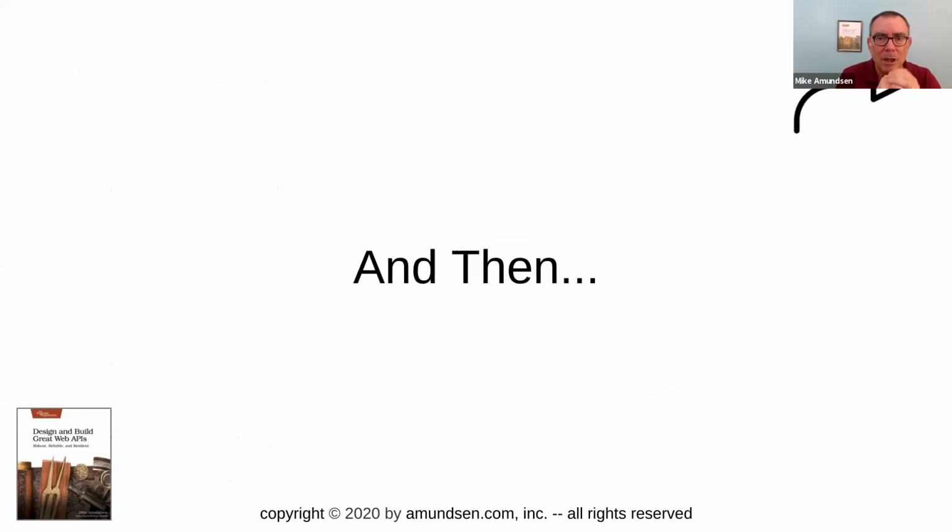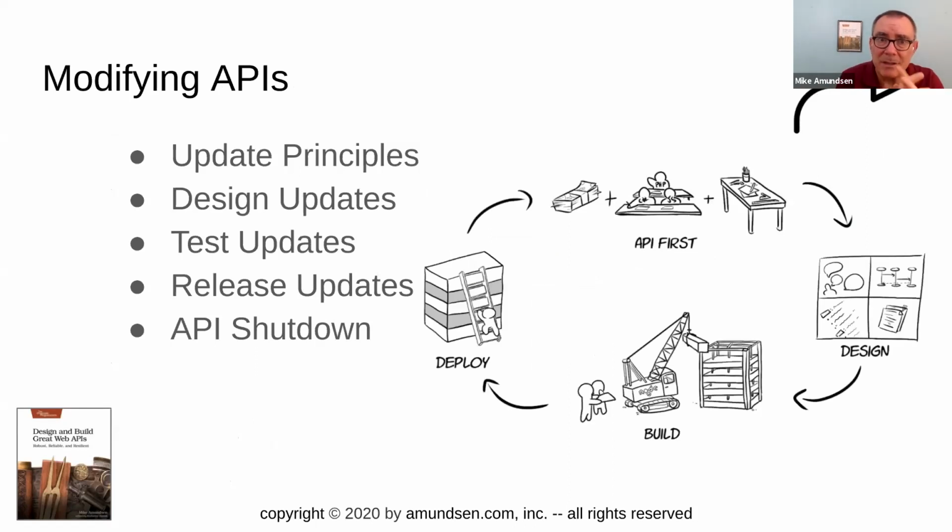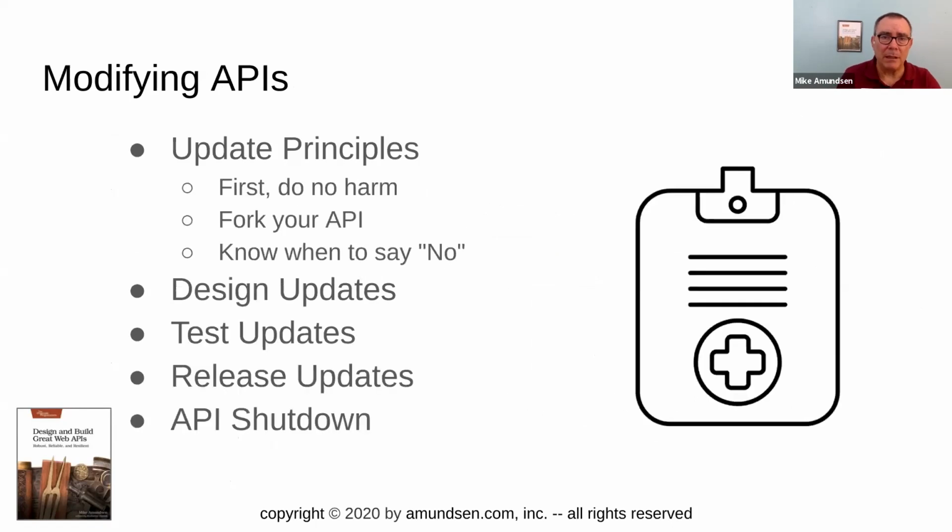I want to talk about one more thing after release. And that is, I think in a lot of ways, the most important thing, and that is modifying. So once you get it into production, it doesn't end there, it starts there. Now you've got lots of other things you need to do. And I just want to talk about some basic principles about updating production APIs, because it's a really important element.